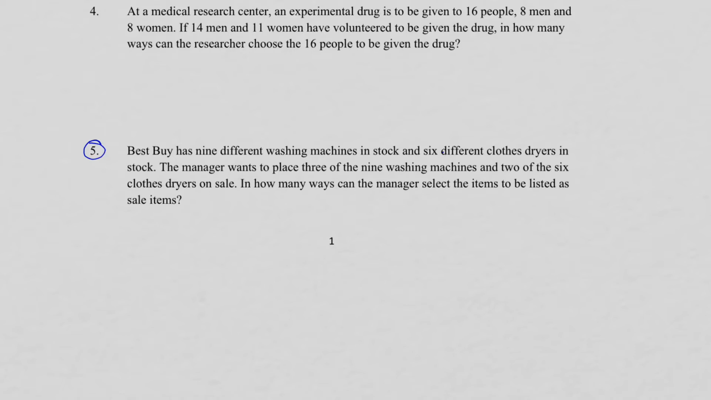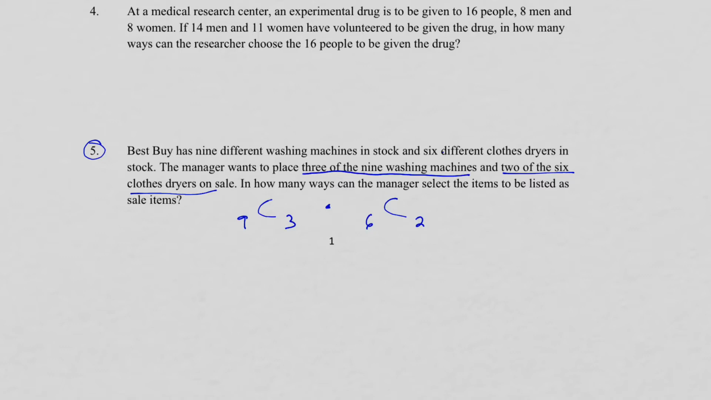Okay, so the manager wants to place 3 of the 9 washing machines. 3 of the 9 looks like this. There's 9 total. You're picking just 3 of the 9. Times 2 of the 6 clothes dryers.